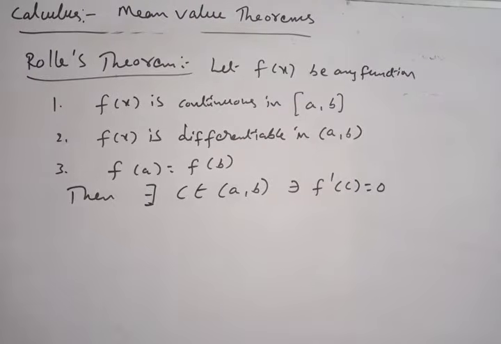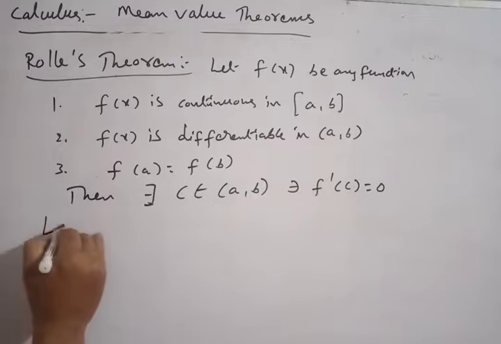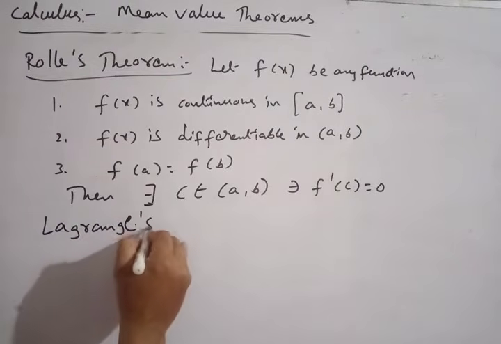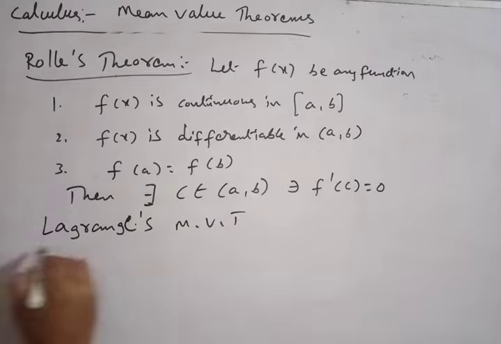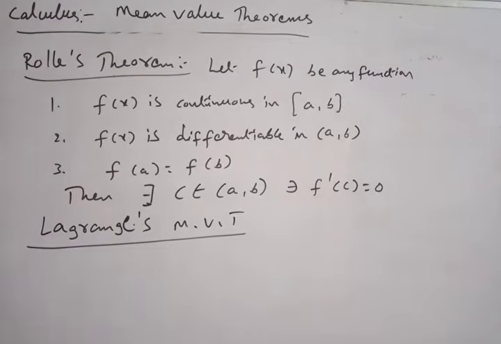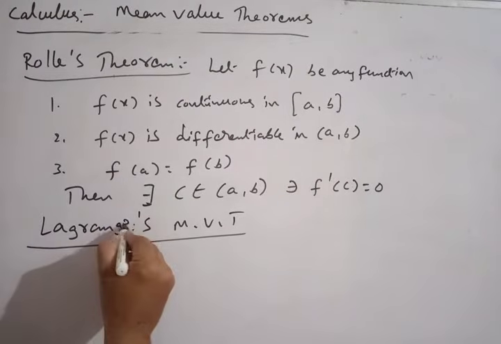Geometrical interpretations are there, you can go through them from the textbook. So what is the next theorem we have? We have Lagrange's mean value theorem, MVT. What is the definition of Lagrange's mean value theorem?